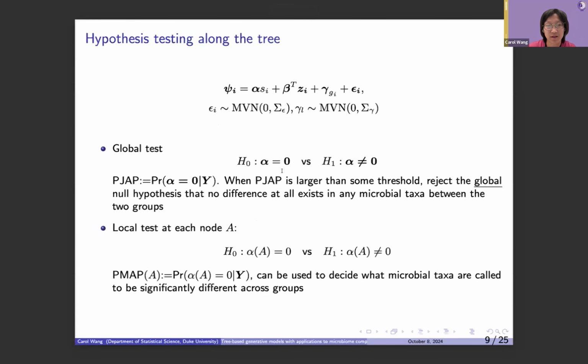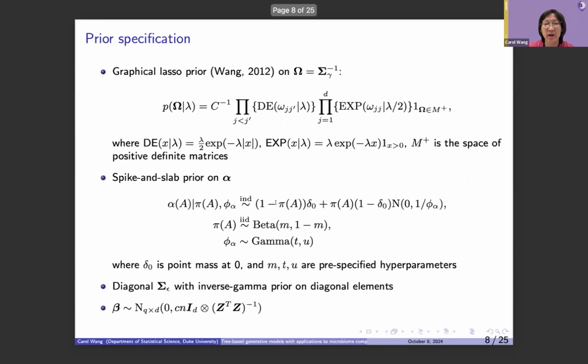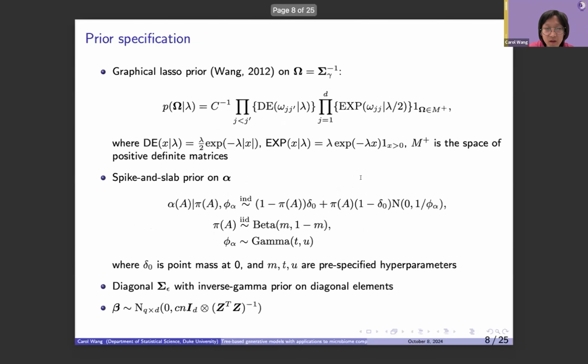So let's skip the technical details, and by imposing a spike and slab prior on the coefficient of the case control group indicator, we can actually do hypothesis testing along the tree. And also, as we can see from this model formulation, given a set of covariates and the grouping structure of the samples, this is a fully generative model. So we're able to draw samples, like fake data, synthetic samples, from this model.